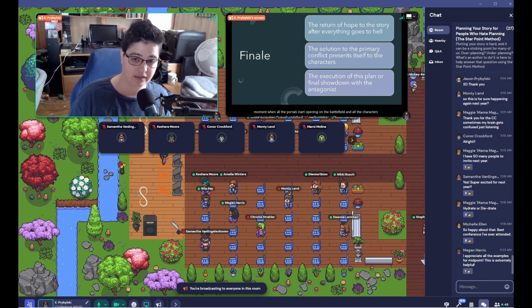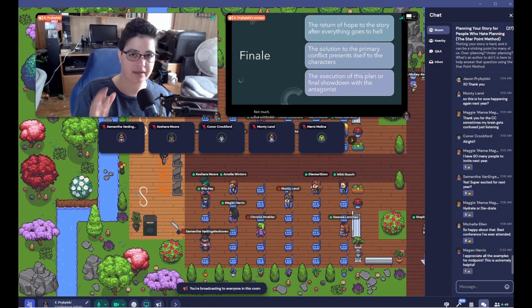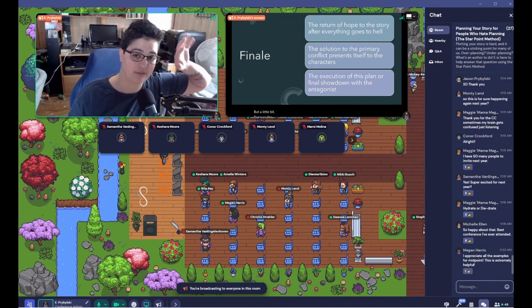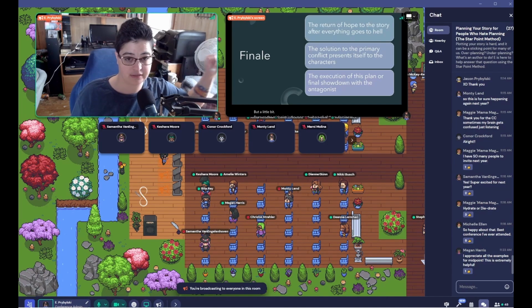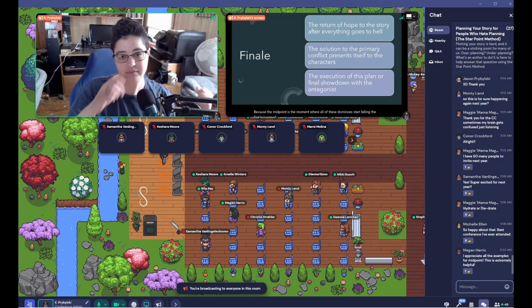That is the finale. If you look at that story structure I showed at the beginning, the finale is actually lower in tension than the midpoint. Not much, but a little bit. Because the midpoint is the moment where all of these dominoes start falling. The finale is one of the final dominoes.